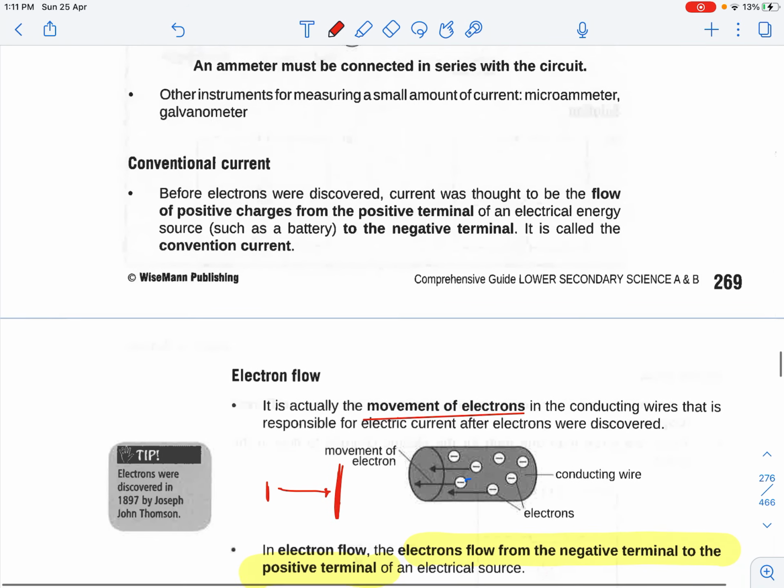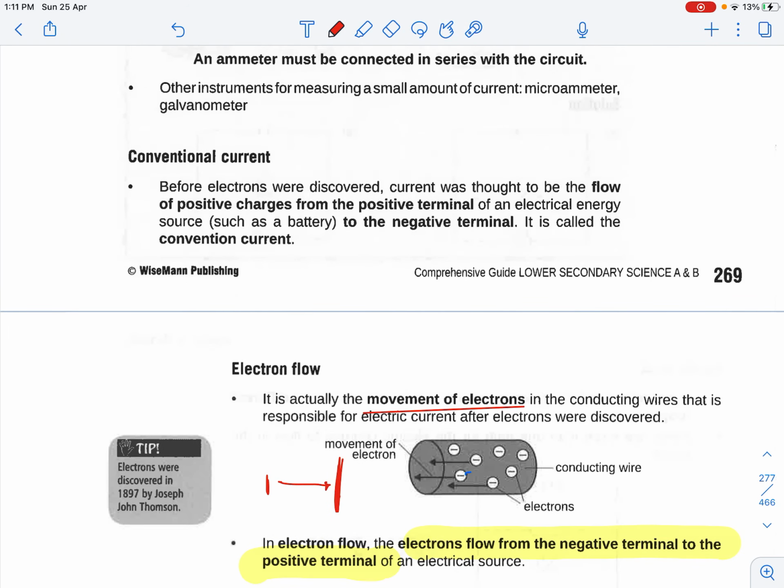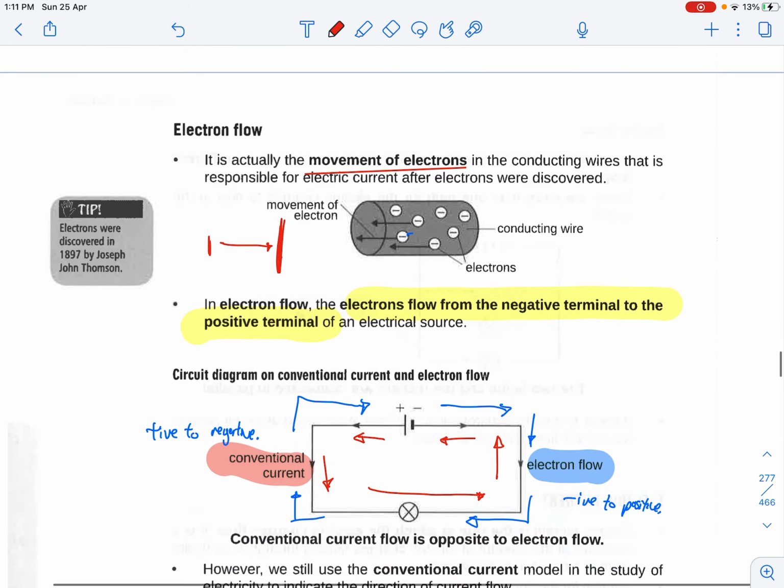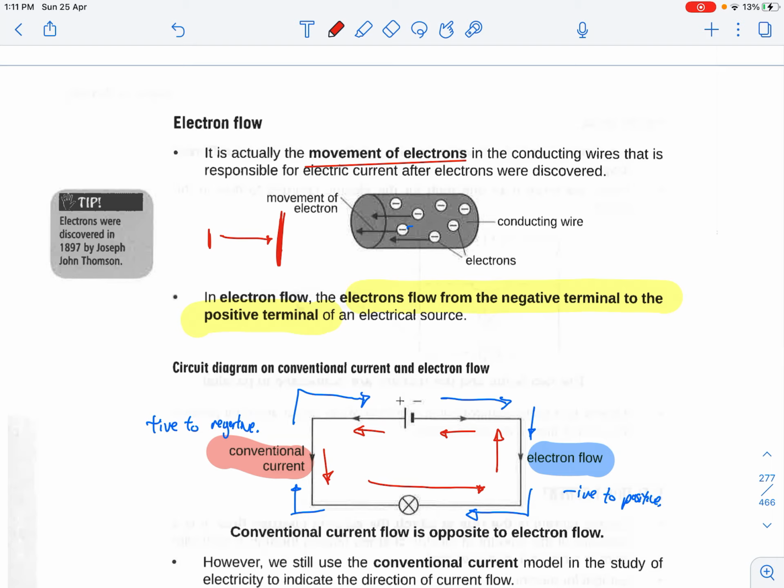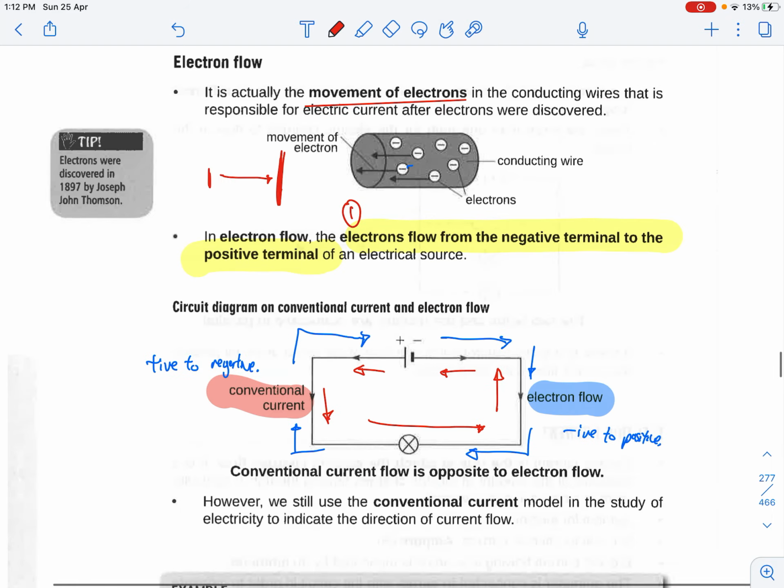Okay. Next, we have conventional current. Conventional current is basically the movement of current from the positive terminal to the negative terminal. In some papers they will use the term direct current for conventional current. Now, electron flow is actually the opposite movement, from the negative terminal to the positive terminal. So if you are required to draw, the one in blue represents the electron flow, and the reference point is always from the battery over here.